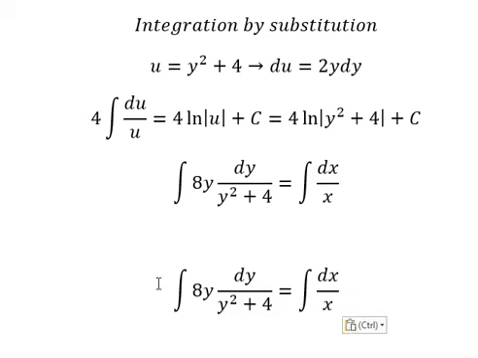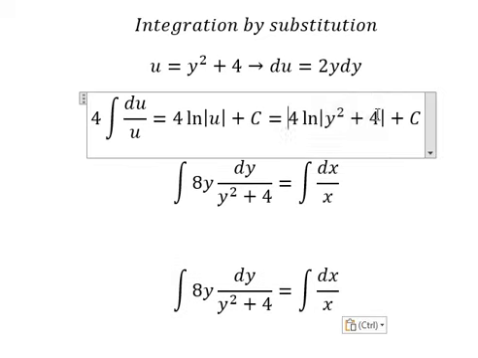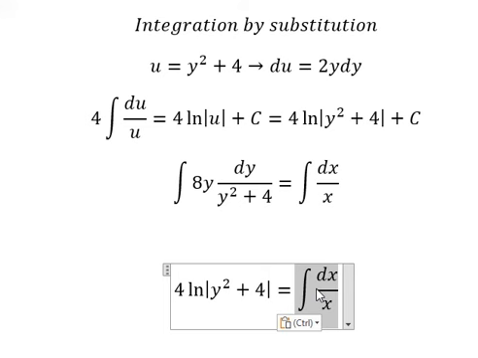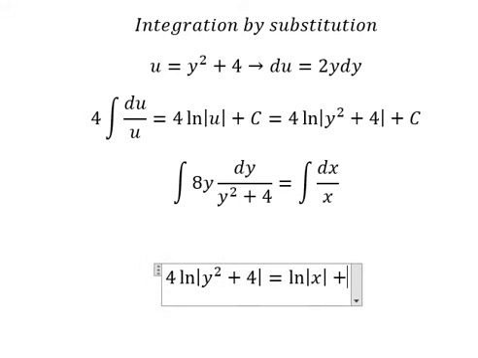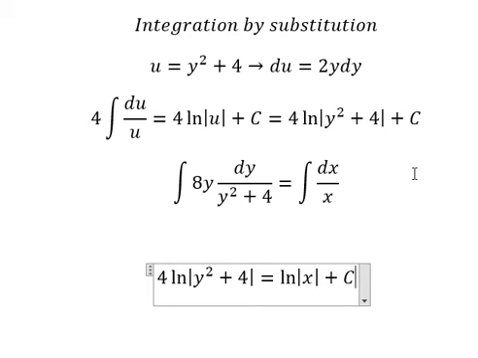So the integration of this one, that is this one. We have ln of the absolute value of x, and I will put plus c. And this is the final answer.